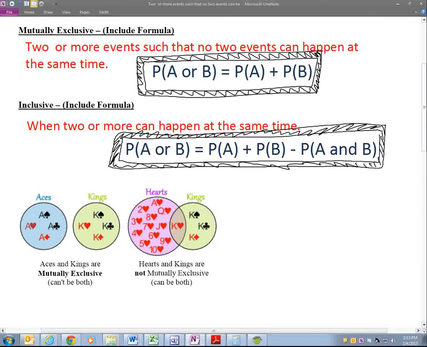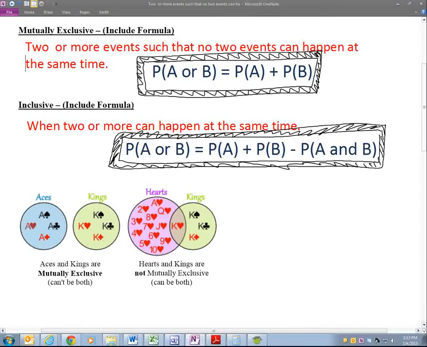If you're sitting, you're not standing. If you're standing, you're not sitting. Is that clear? They're mutually exclusive. They are excluded from each other's situation.